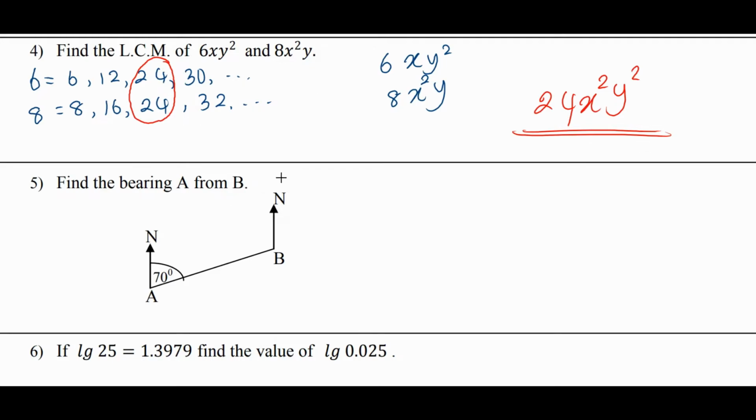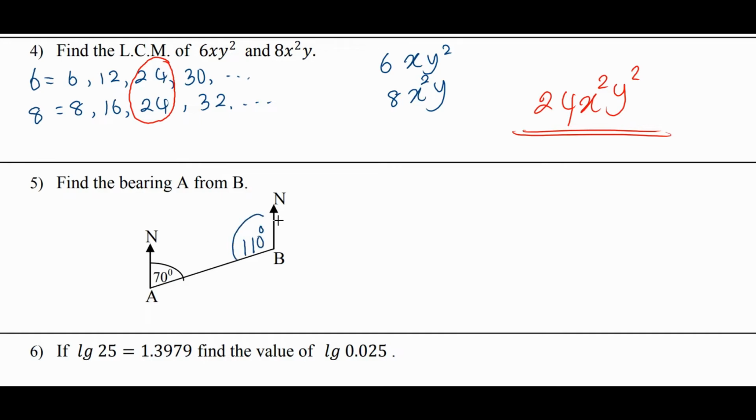Right. N and N represent the direction north. Therefore, we know these two lines are parallel to each other. Therefore, I can find this angle here because 70 and this angle are allied angles. Right. Then this should be 110.